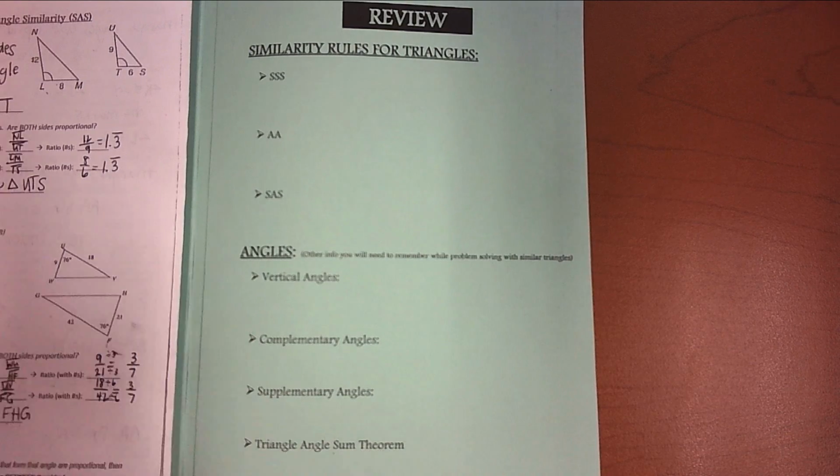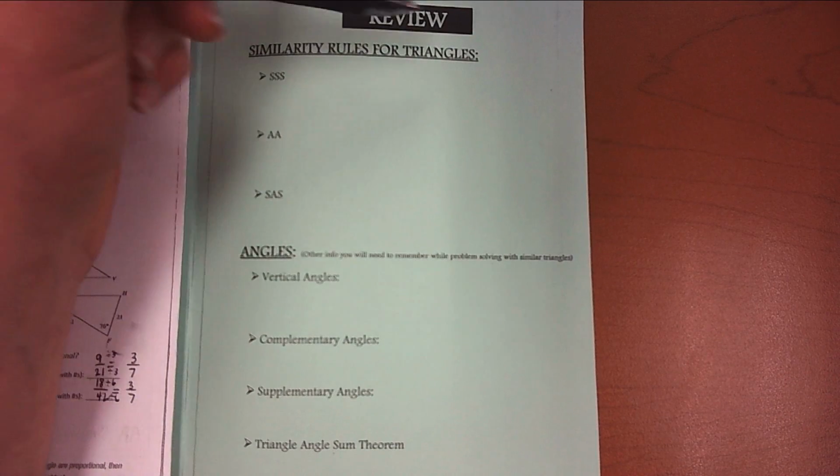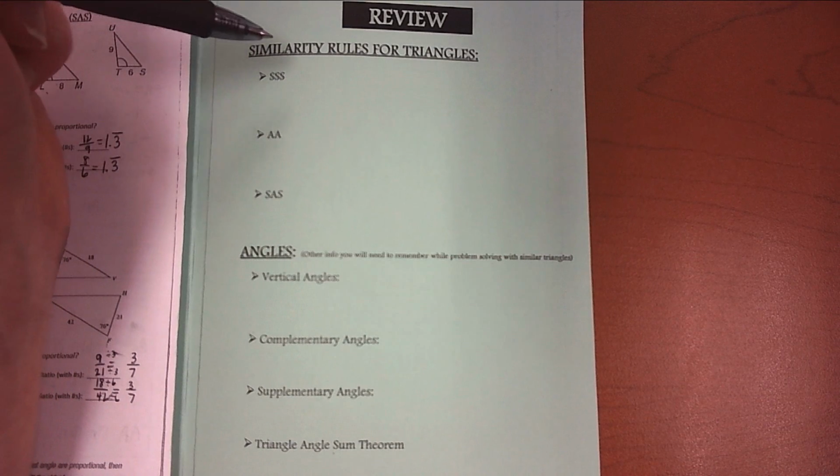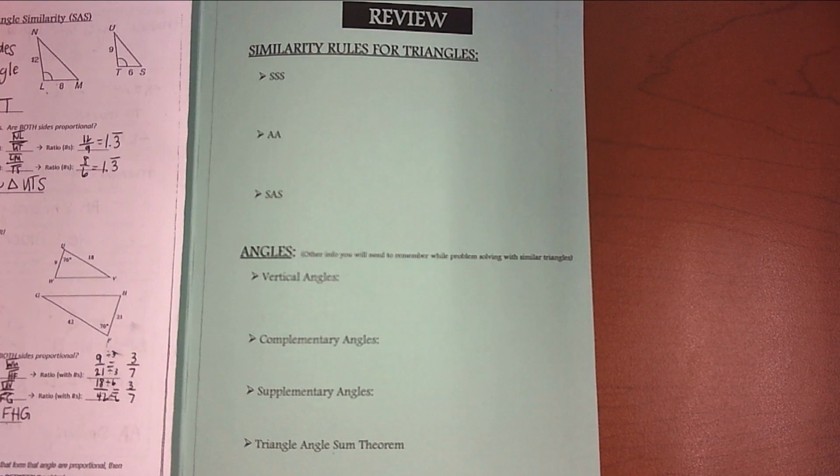Now we're just going to do a quick review of the similarity rules for triangles. These are the special ones. So we know that triangles are similar if corresponding sides are proportional and corresponding angles are congruent. We also can use some of these special rules to help us so that we don't have to do all of that checking every single time.